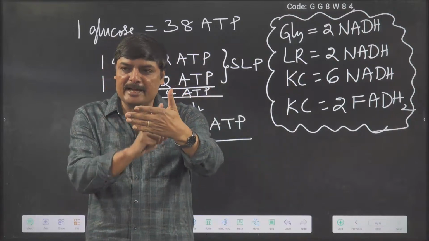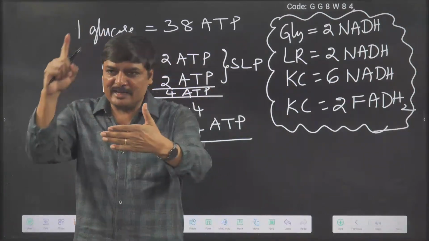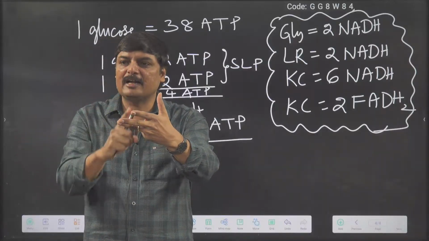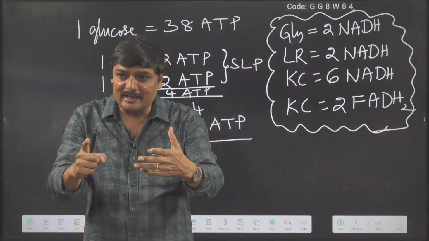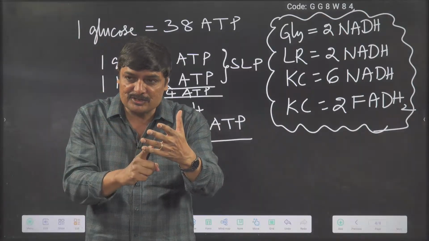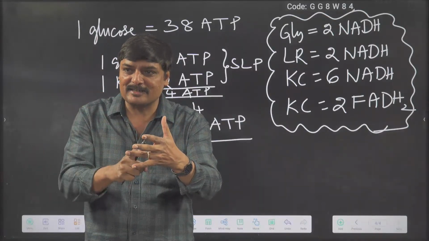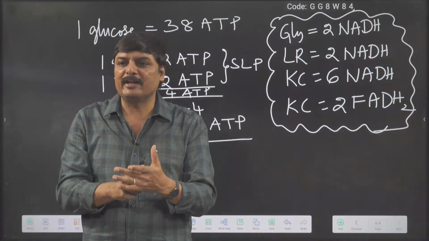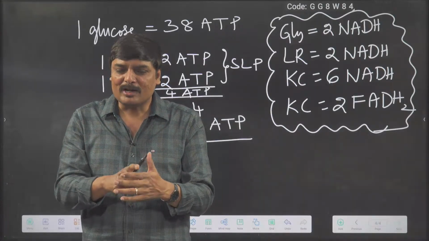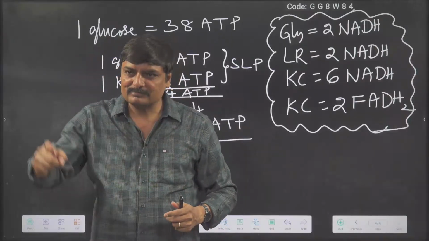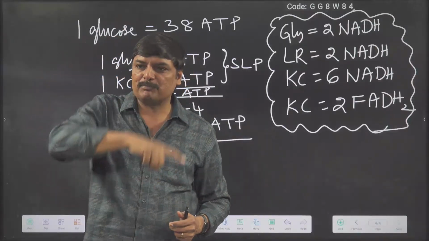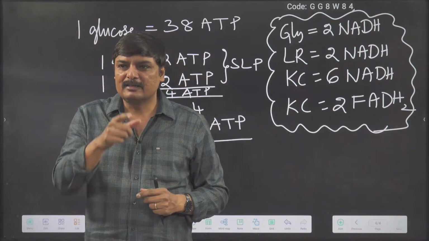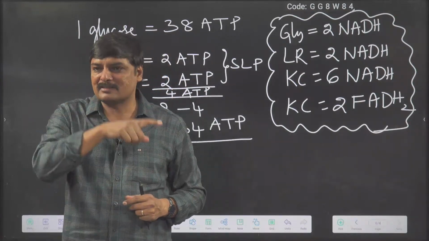Remember, NAD plus becomes NADH in glycolysis, link reaction and Krebs cycle. In ETS, these NADH are oxidized into NAD plus, FADH into FAD, to continue the cycle non-stop, uninterruptedly. This has to take place.